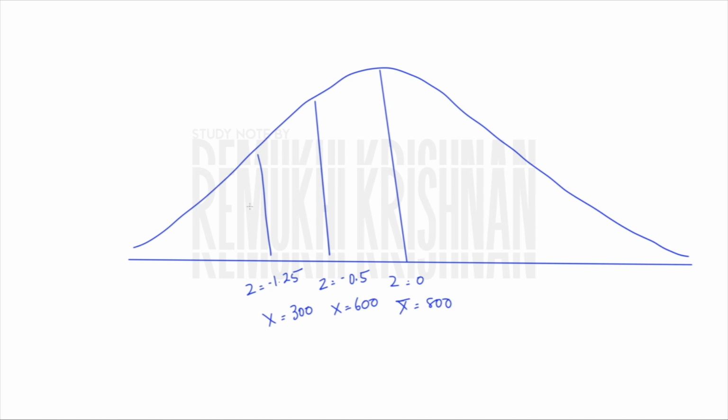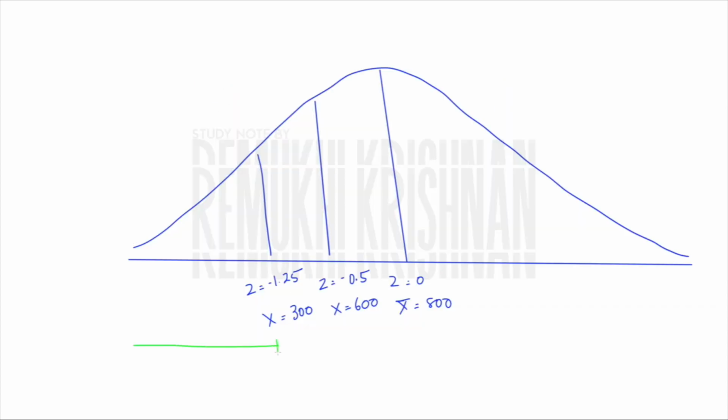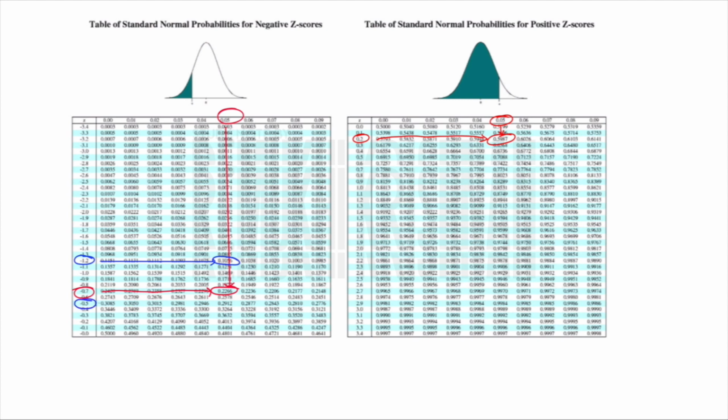So since my z score is negative, both the z values are going to lie on the left hand side. So now I'm just finding my corresponding values. This is the value for negative 1.25, that is 0.1056, and when it comes to negative 0.5 it comes to be 0.3085. So this is the value.